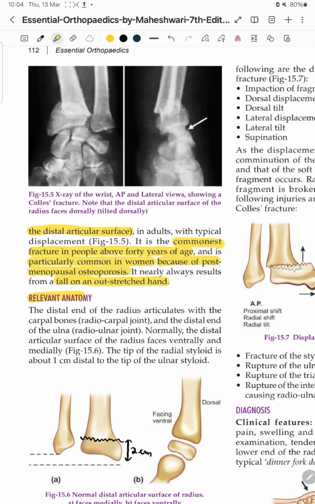Anatomy. Normally, the distal articular surface of the radius faces ventrally and medially. The tip of the radial styloid is about 1 cm distal to the tip of the ulnar styloid.